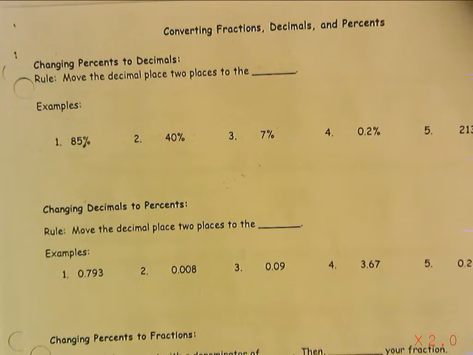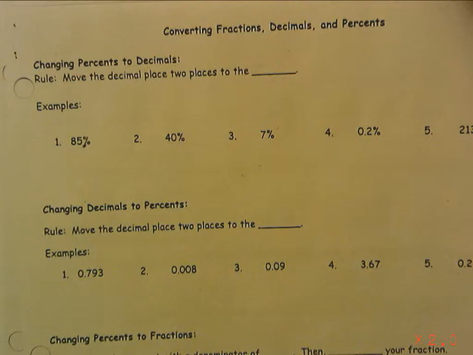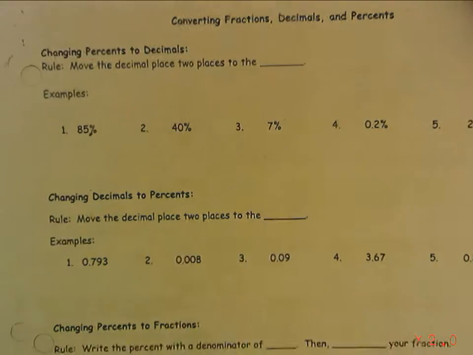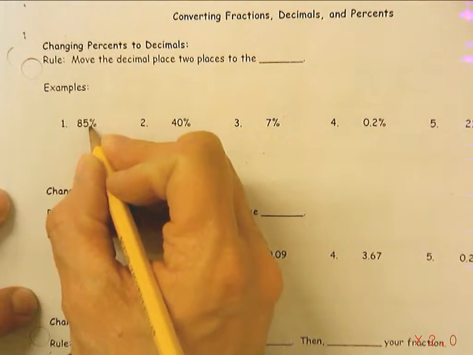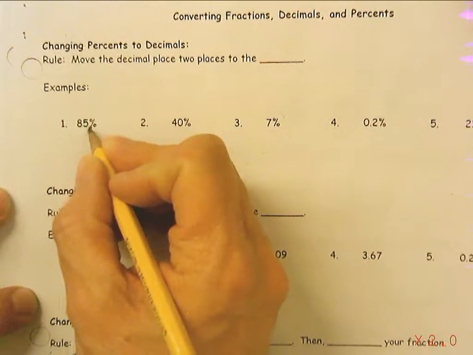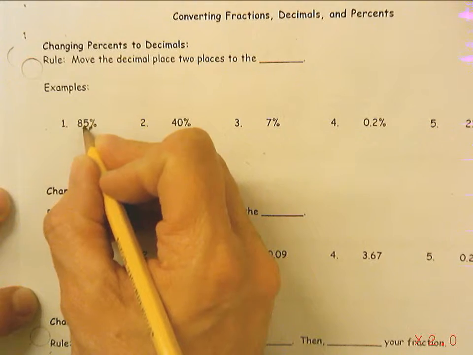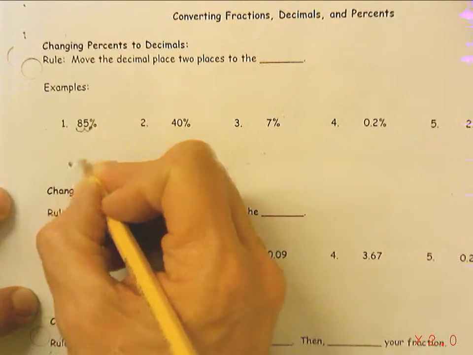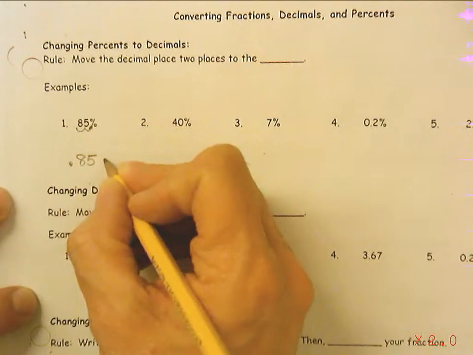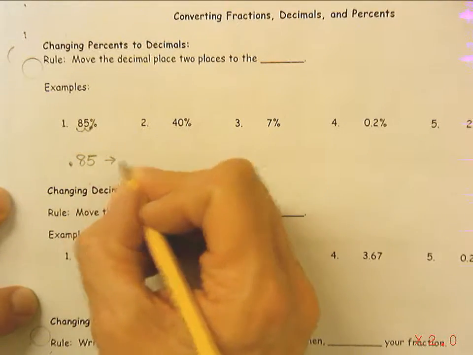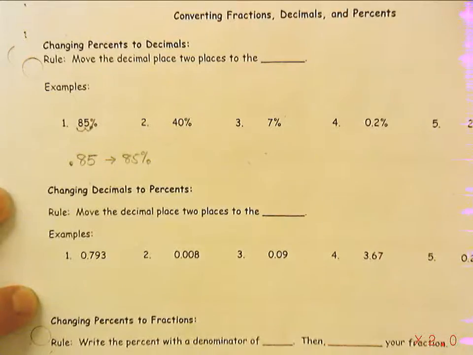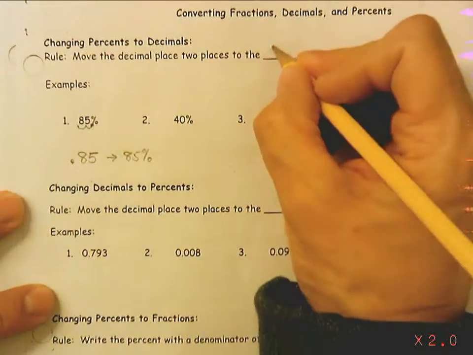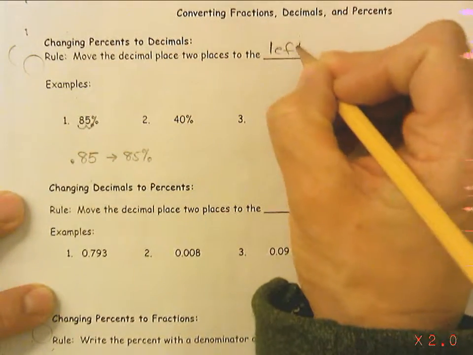Okay, so we're going to go over on page 11 how to convert fractions, decimals, and percents. So suppose we have a percent, 85%, and we want to change this to a decimal. We move the decimal 2 places to the left, and 0.85, which is read as 85 hundredths, is the same as 85%, which means per 100. So this is move it to the left.